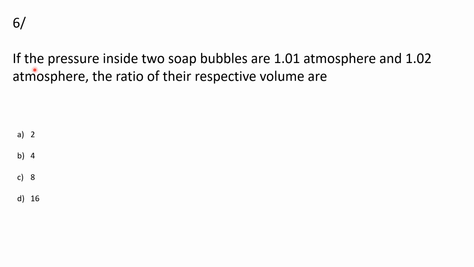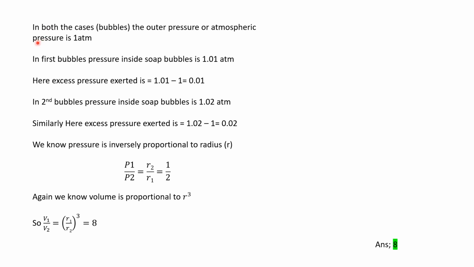And then, if the pressures inside two soap bubbles are 1.01 atmosphere and 1.02 atmosphere, the ratio of their respective volumes is. The options are 2, 4, 8 and 16. In both cases, that is for both bubbles, the outer pressure or atmospheric pressure is 1 atm.